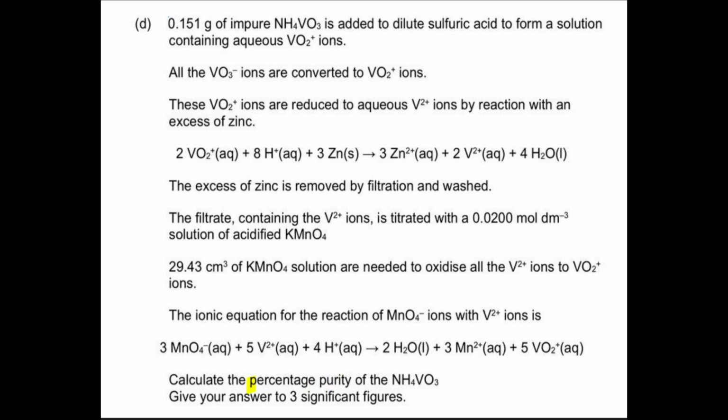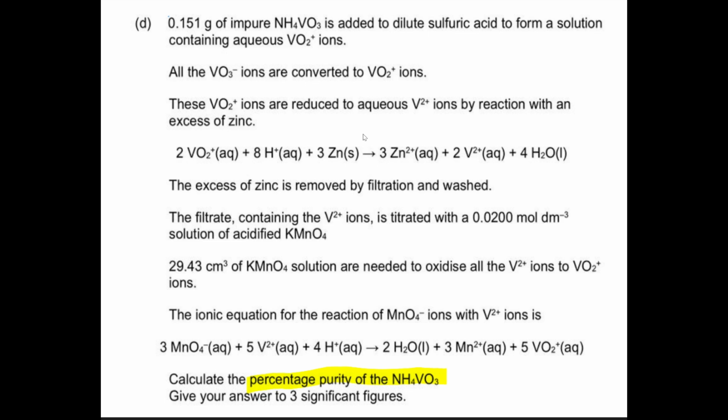Okay, so we are calculating the percentage impurity of NH₄VO₃. And to calculate that, I want you to go backward, meaning write the equation of percentage impurity first and then see how we can work out the actual answer. So percentage impurity is equal to the pure mass divided by impure mass and times that by 100.